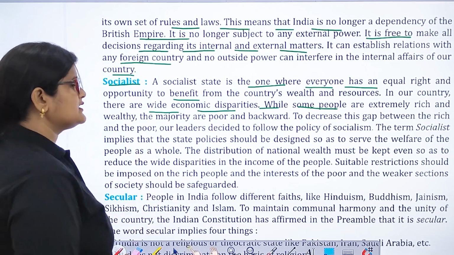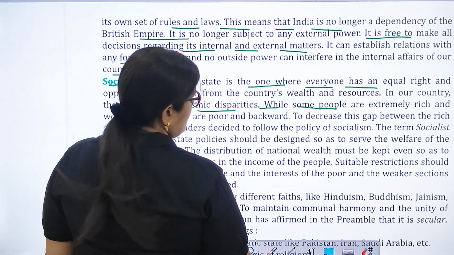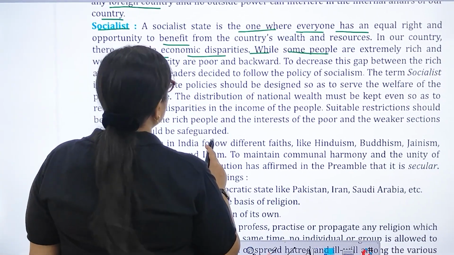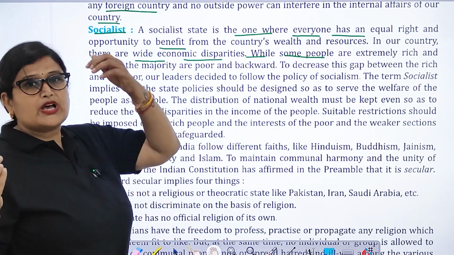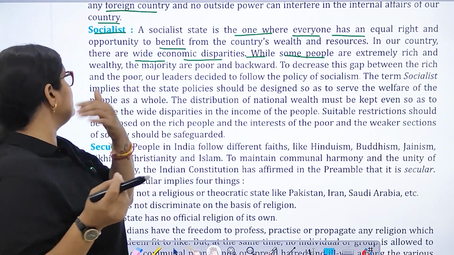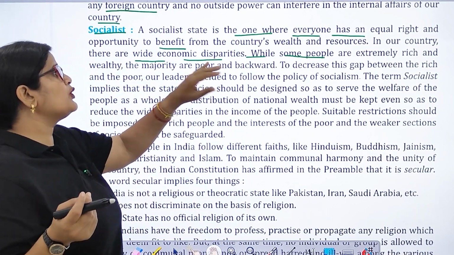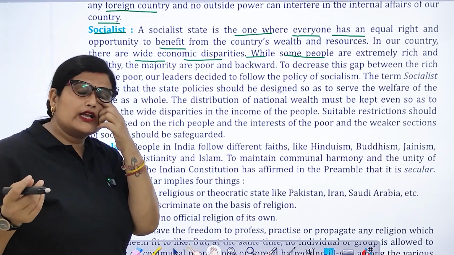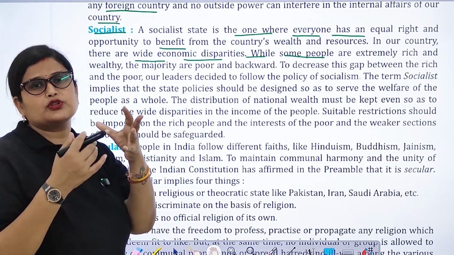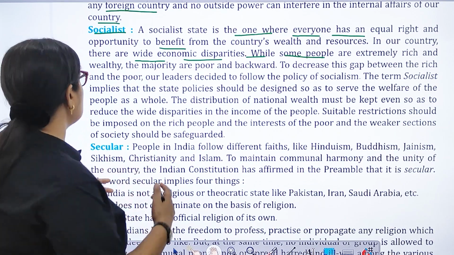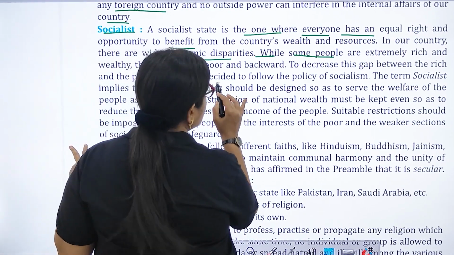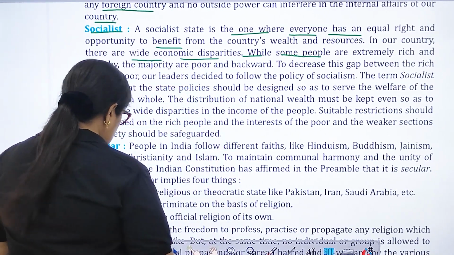So, to decrease this gap, in our country there are wide economic disparities. While some people are extremely rich, and the majority are poor and backward. The poor and backward people are the majority. To decrease this gap between the rich and the poor, our leaders decided to follow the policy of socialism.